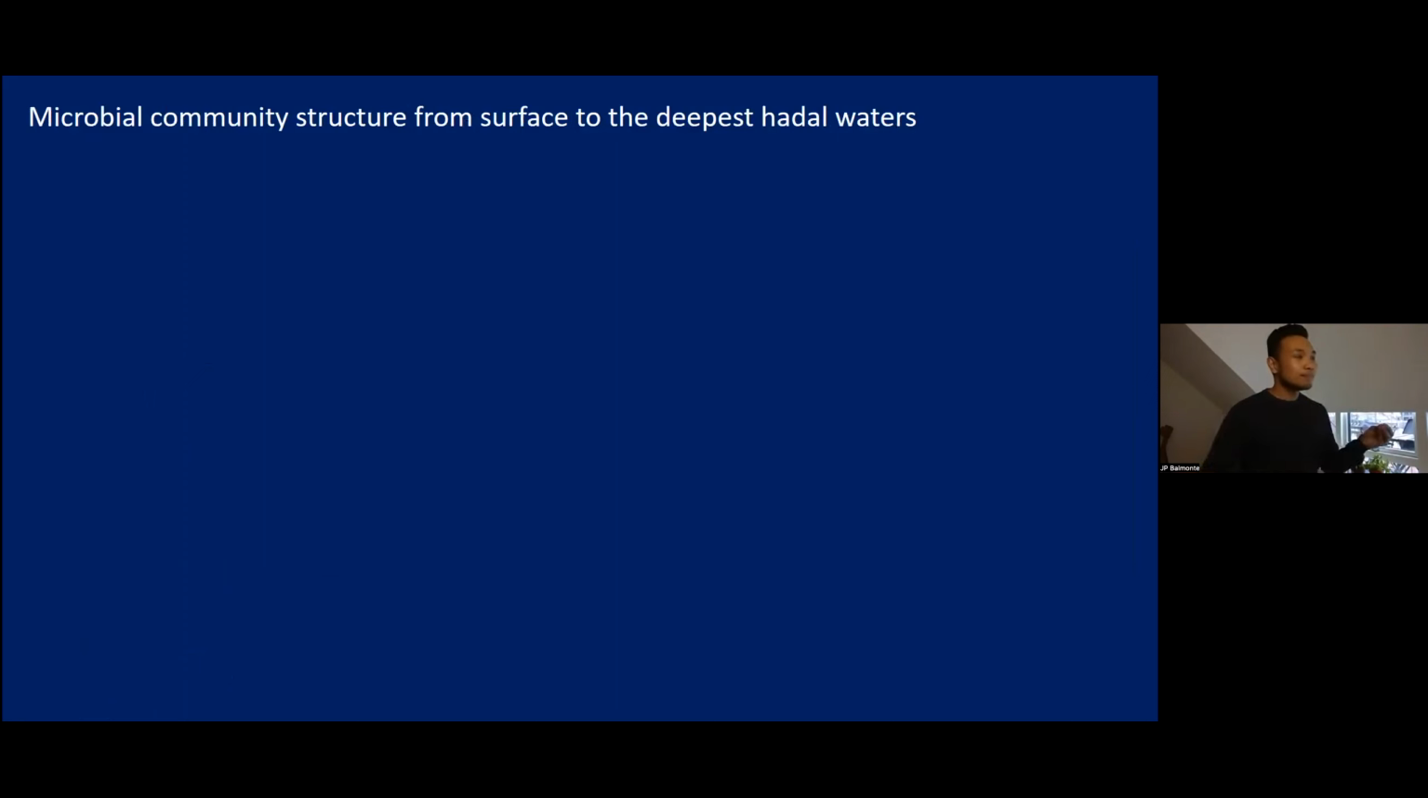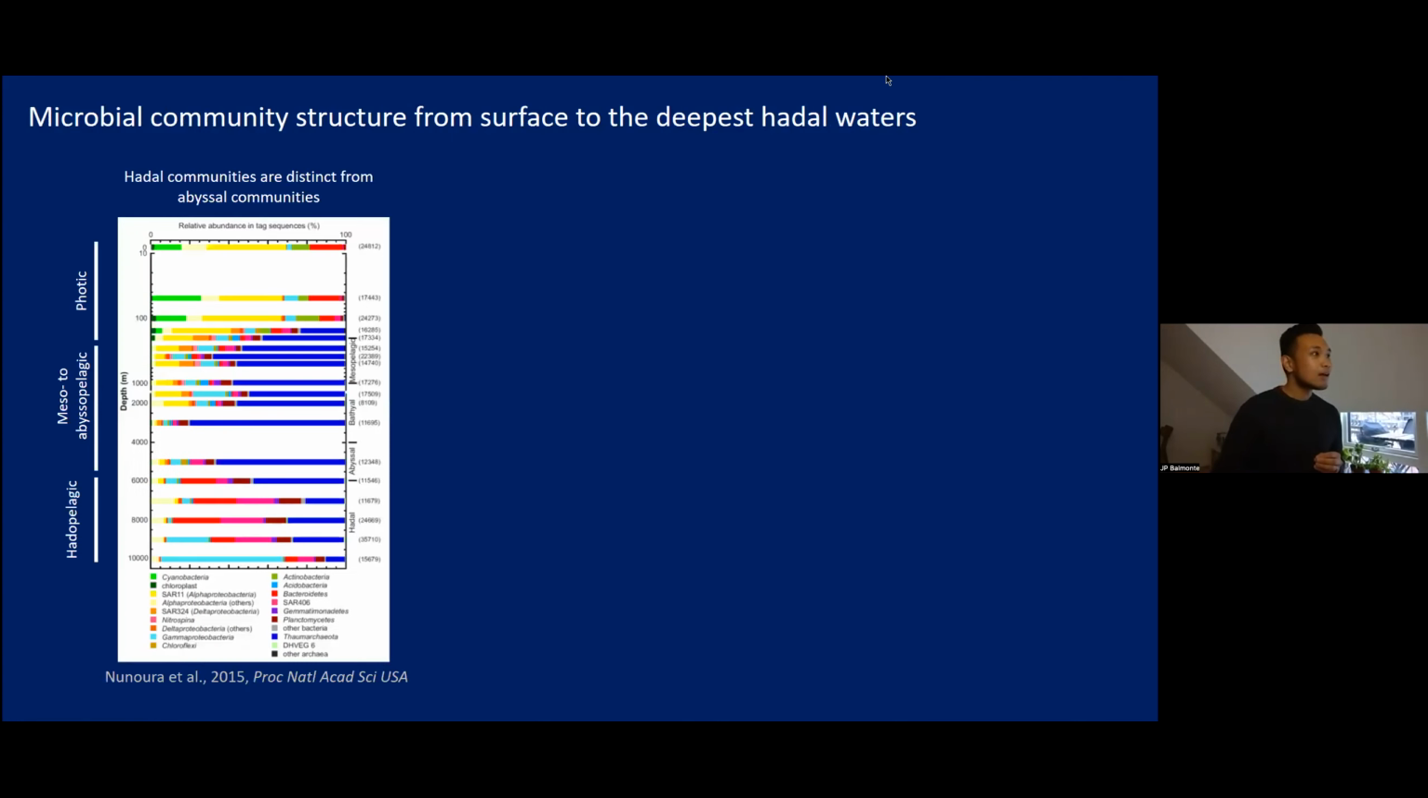So then we move from, I keep seeing some questions in the chat. We move from biogeochemistry to the structure. And here we're looking at a paper by Nunoura back in 2015. It was a PNAS paper where they looked at 16S sequences of microbial communities, all the way from surface waters down to 10,000 meters or a little bit deeper than that in the Mariana Trench. And essentially, they see this transition from the mesopelagic and abyssopelagic into the hadal pelagic.